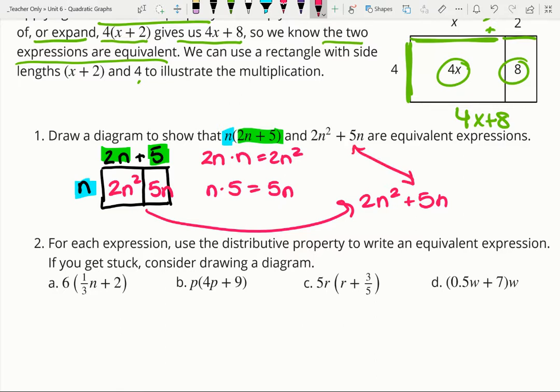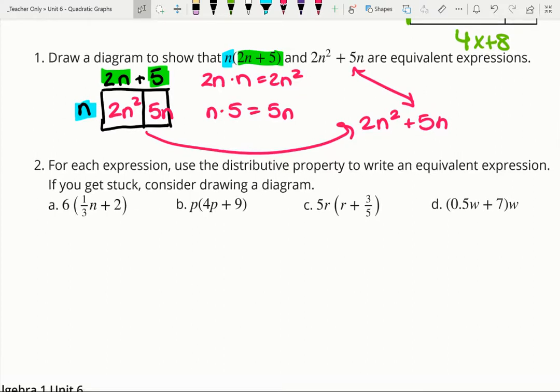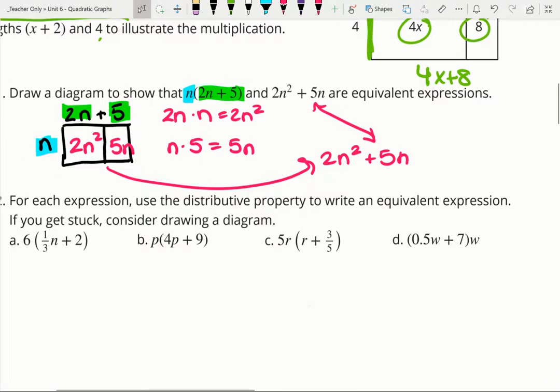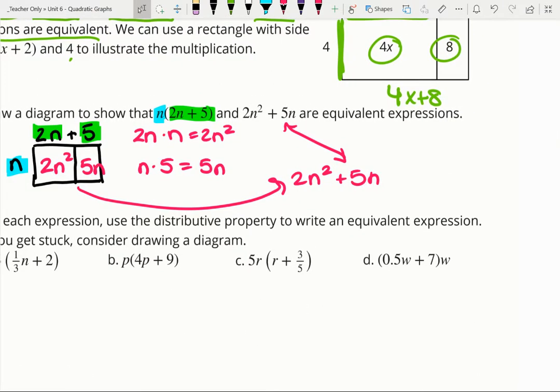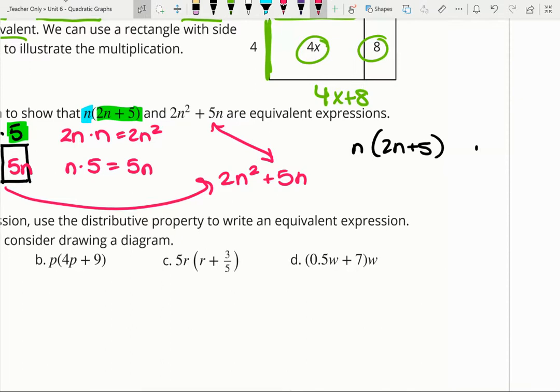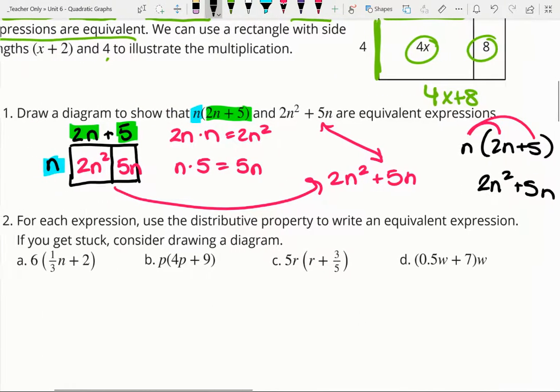problem. So question 2, it says you're going to use the distributive property to write an equivalent expression. Now, what that might have looked like in question 1 is we could have done that with just the distributive property, right? If we had done n times 2n plus 5, well, we're doing really the same thing. n times 2n gives us 2n squared, thank you cat, and n times 5 gives us 5n. So we get the same exact thing with the distributive property or with the diagram.